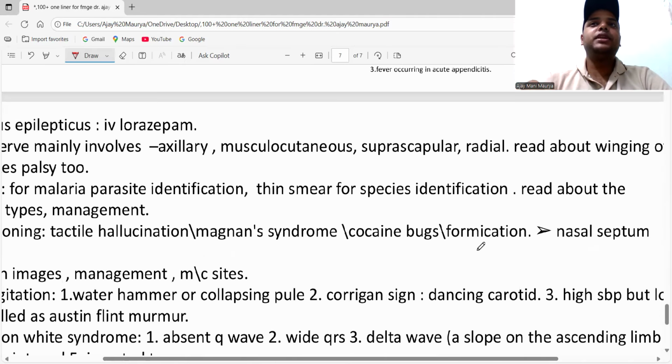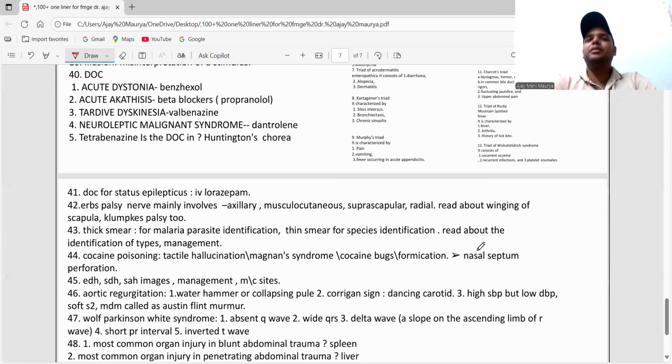Next one is coming here. Drug of choice for status epilepticus is IV lorazepam, meaning you have to go through everything. You have to go through all the seizures like GTCS, everything, infantile spasm. We can give sodium valproate. So go to the topic and remember every drug here.